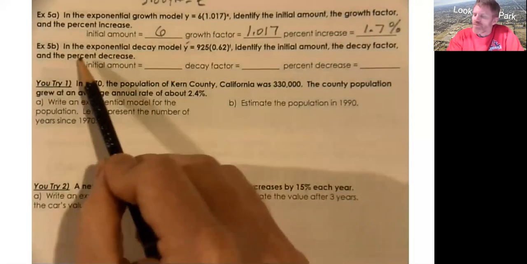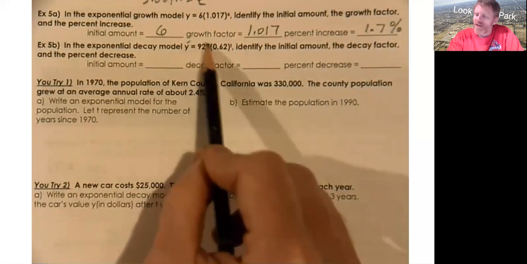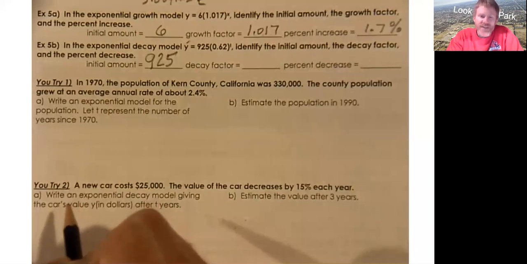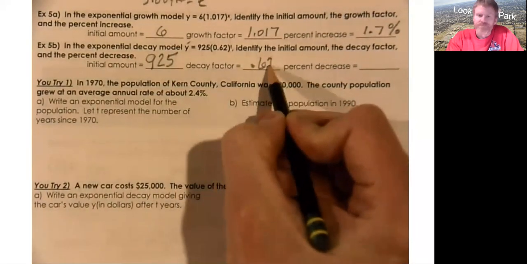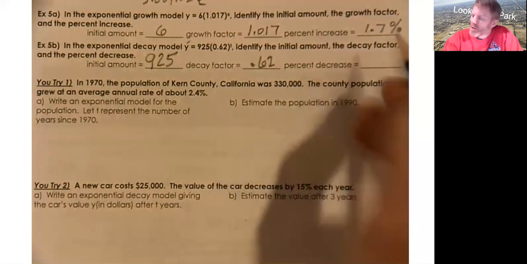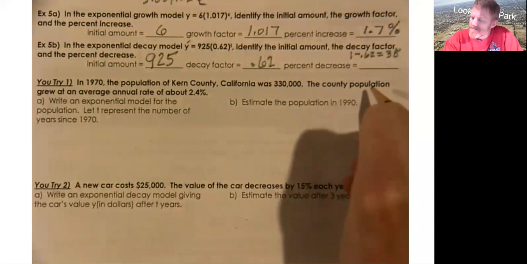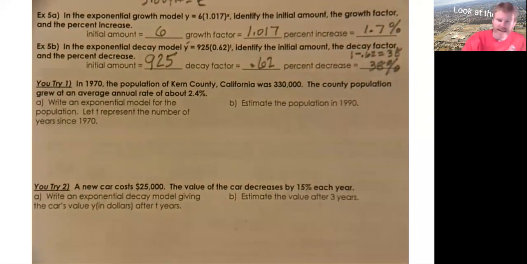In this next equation, the initial amount is that A value, is that value out in front of the parentheses. So 925. The decay factor, you know this is decay because it's less than 1. The decay factor is 0.62. But the percent that it's decreasing by would be 1 minus 0.62, which is going to be 38. So it's a 38% decrease every time. So they did 1 minus 0.38 and they came up with 0.62. That's where the 0.62 came from, because it had a 38% decrease.